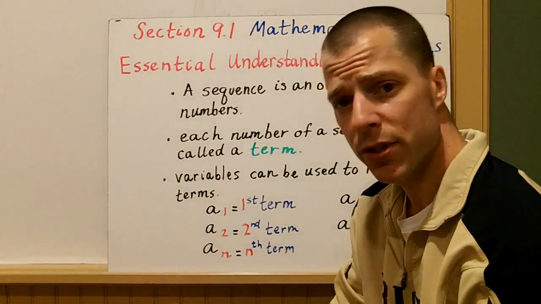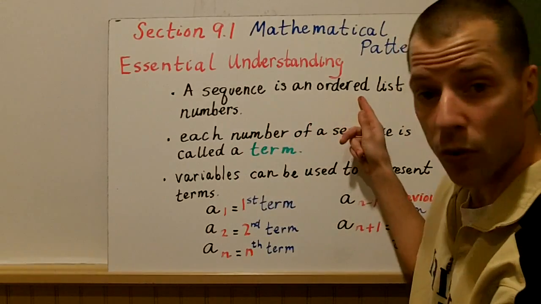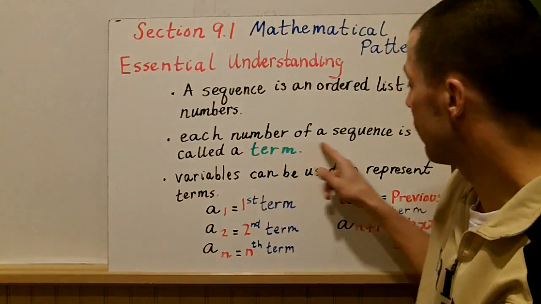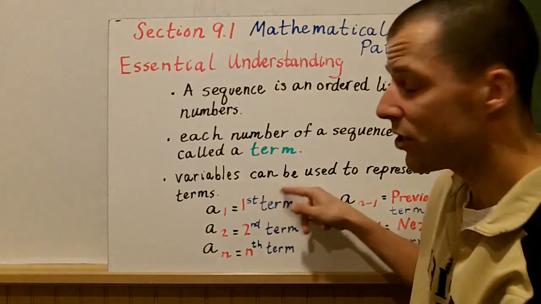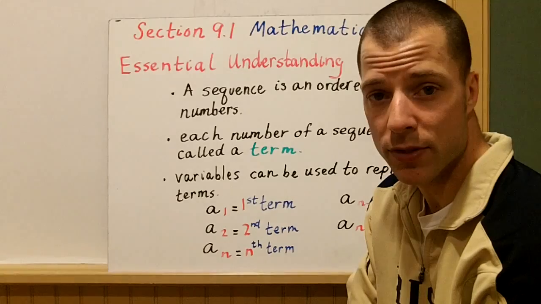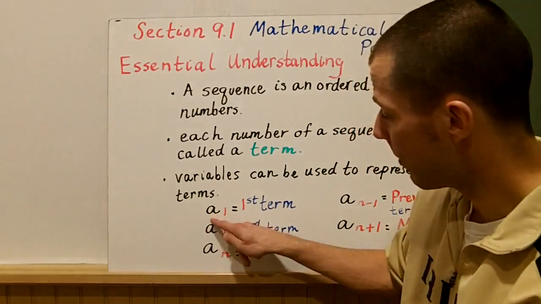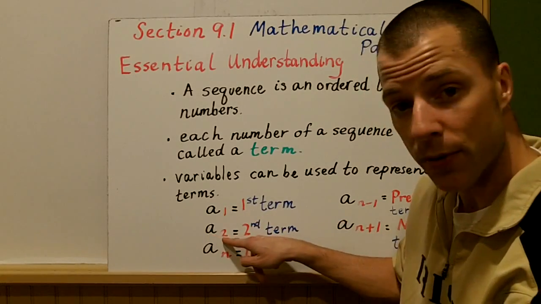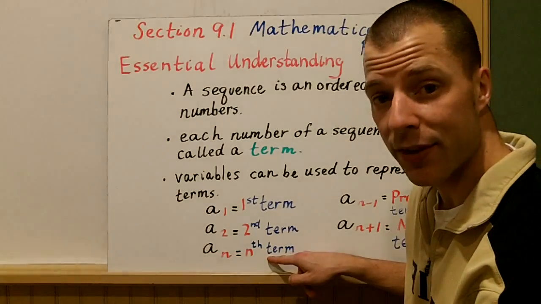Alright, and so here's what's important that we're going to try to get out of this lesson. Number one, a sequence is just an ordered list of numbers. Number two, each number of a sequence is called a term, and these terms can be represented by variables. Most of the time when we talk about sequences or series, we use a as the variable. So for example, a sub 1 is the first term, a sub 2 is the second term, and a sub n is the nth term.